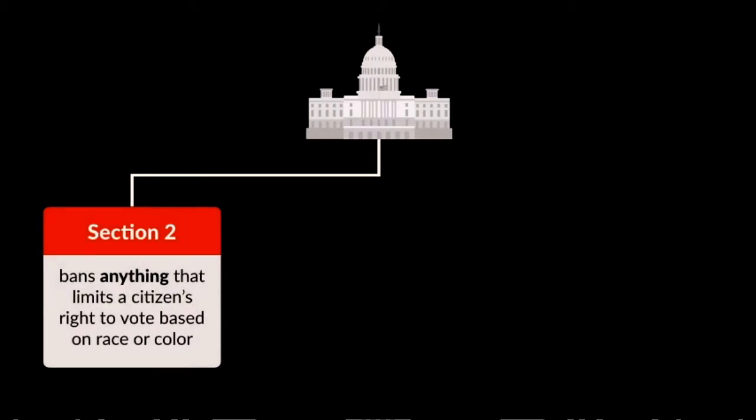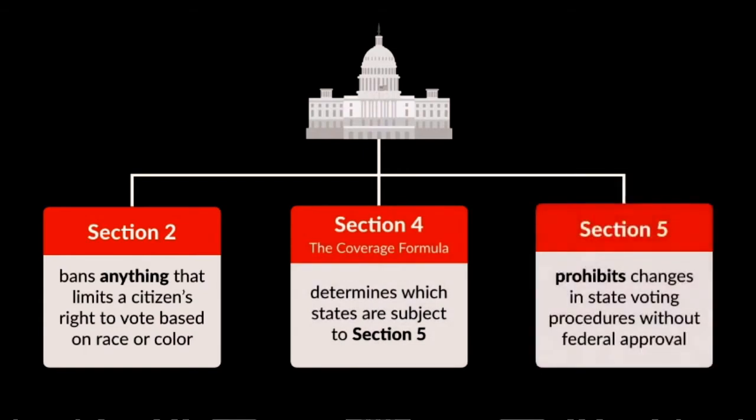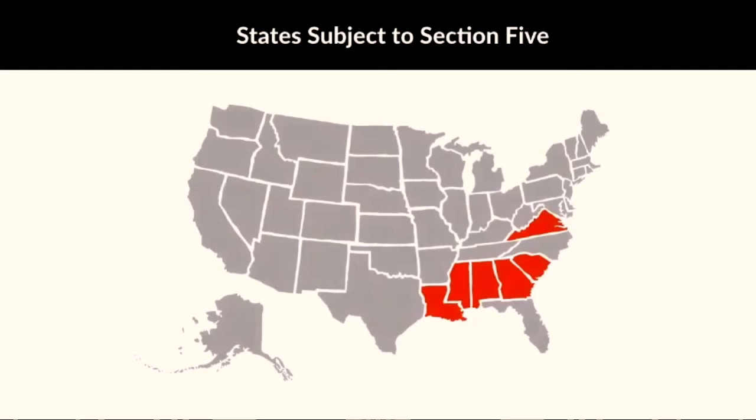For states that previously maintained the most severe voting restrictions, Congress also enacted Section 4 and Section 5. Section 4, known as the coverage formula, determines which states would be subject to Section 5. Section 5 prohibits changes in state voting procedures without federal approval. The states originally subject to Section 5 were Alabama, Georgia, Louisiana, Mississippi, South Carolina, and Virginia.